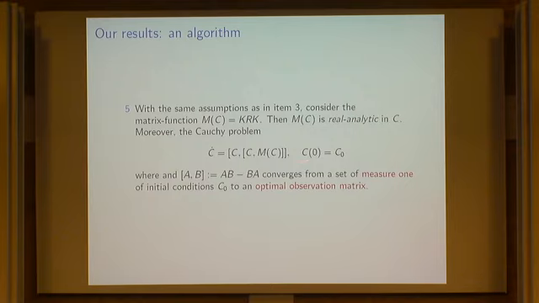And you solve this equation here, where the bracket is a Lie bracket. So A bracket B is AB minus BA. And you just initialize this ODE at a random point, let it flow, and the C you obtain will be the optimal observation matrix. So this gives us an algorithm to find the optimal sensor. Okay? All right, so this basically solves the problem of optimal sensor design.